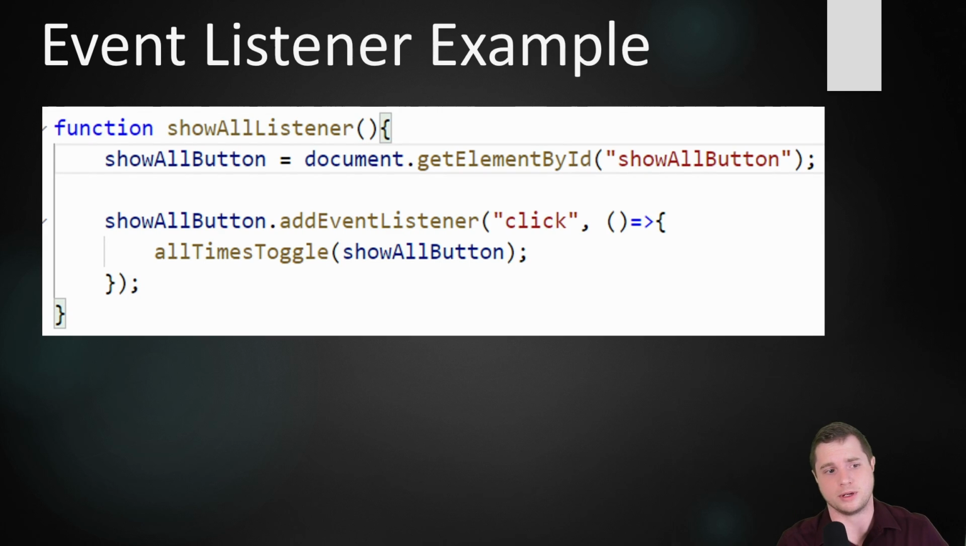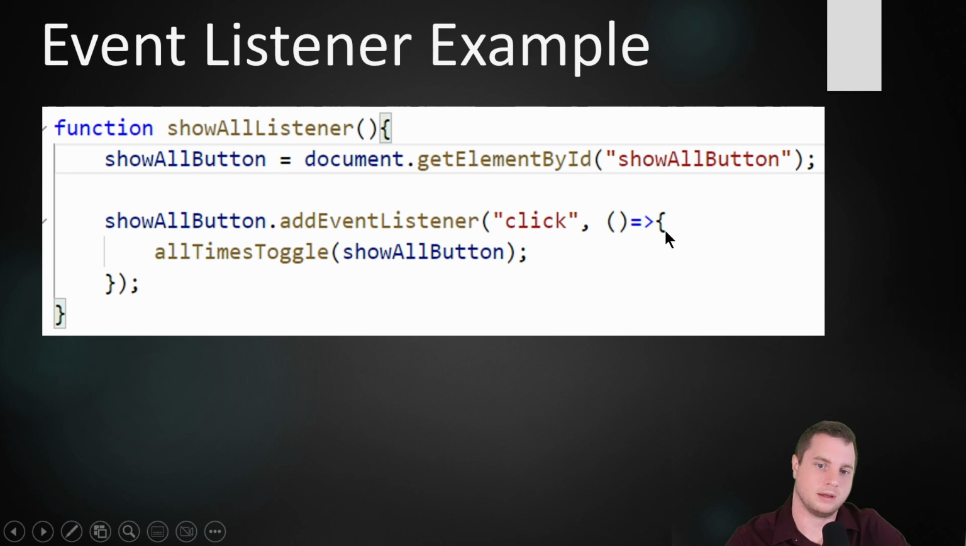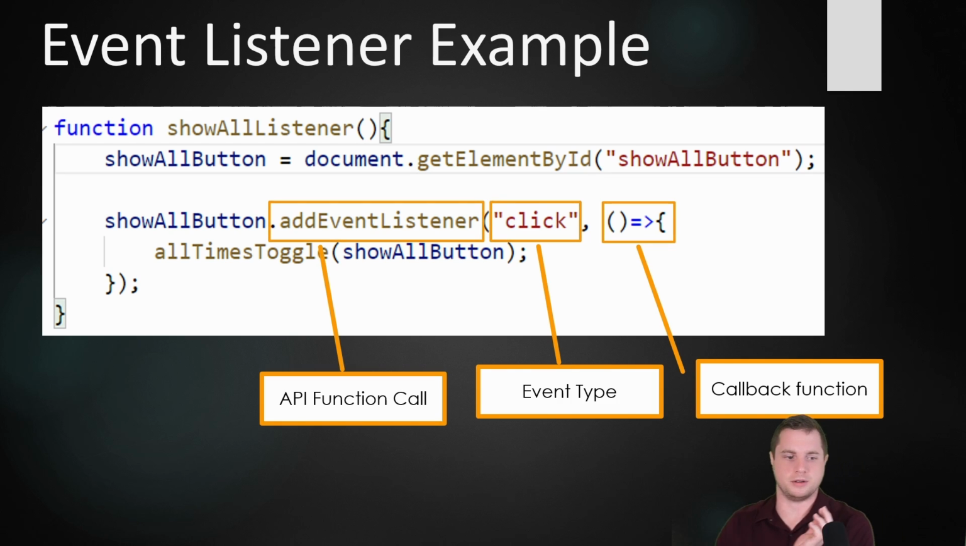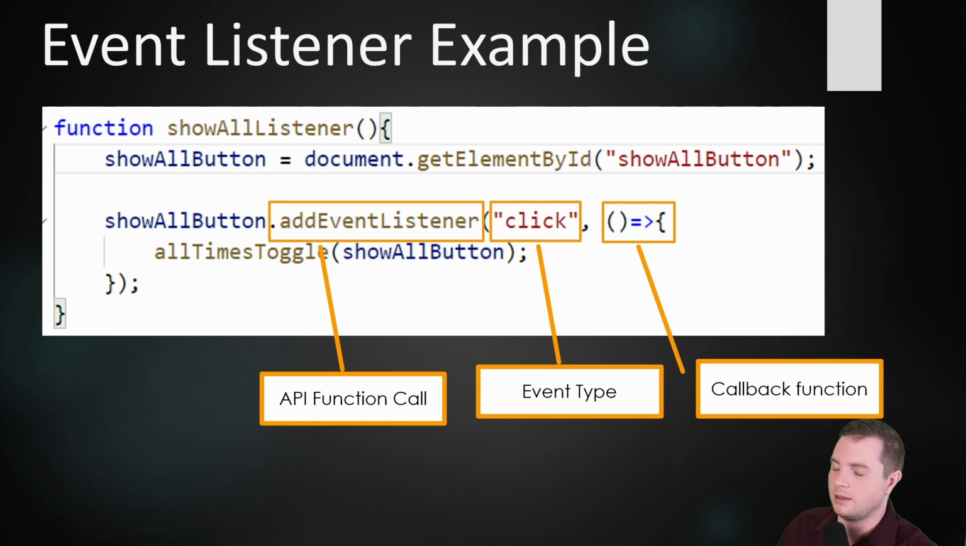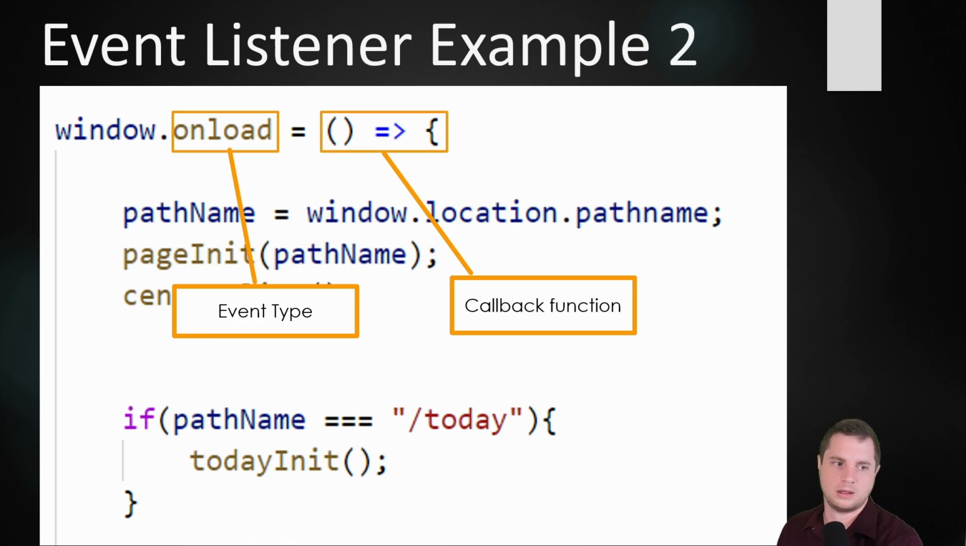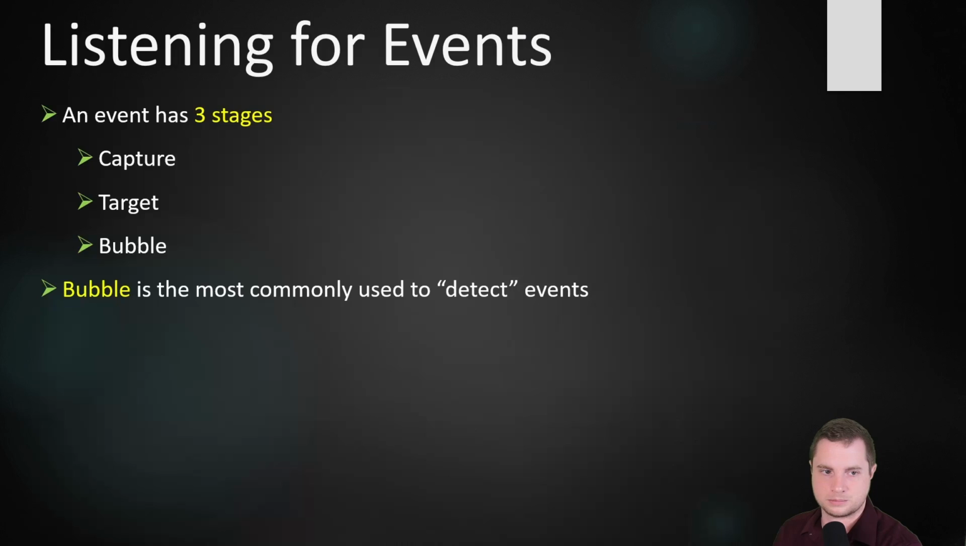Event listener example. Very similar to what we did last time. We have show all listener, all buttons, get show all button by ID, and then we add a click event to it with an anonymous function, which is done right here, and then all times toggle. Right there's your API function call, event type, and then callback function. Here's another example. We used this last time as well.